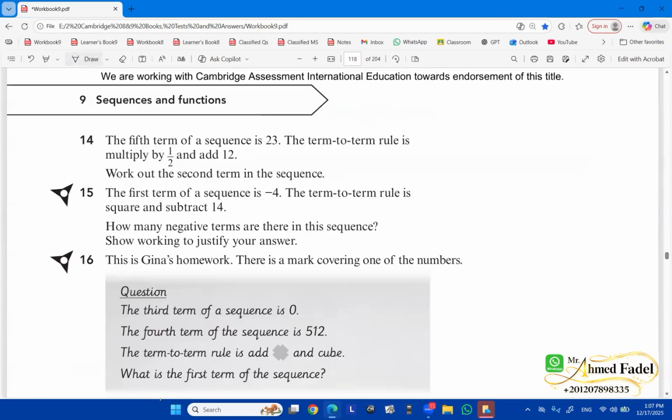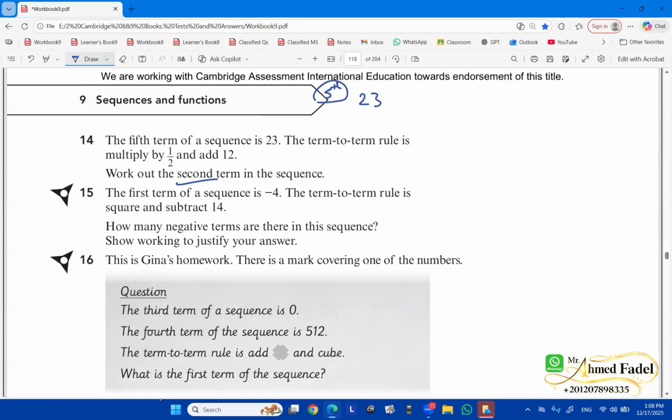Question 14 here, it says to you, the fifth term of a sequence is 23. The term-to-term rule is multiply by half and add 12. Work out the second term of the sequence. We did this today in class. You're going to find that 23 is the fifth. They want which term? The second term. This is the fifth term.